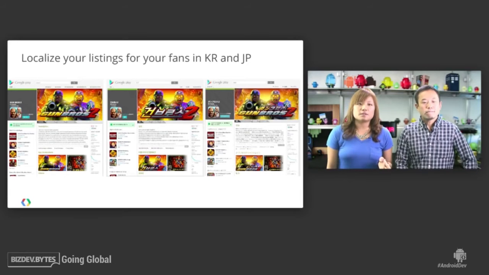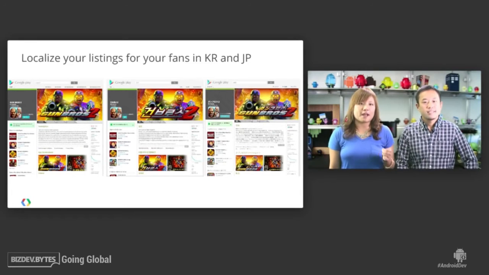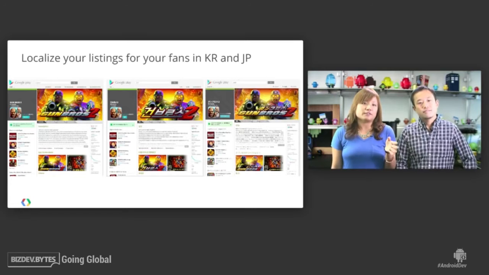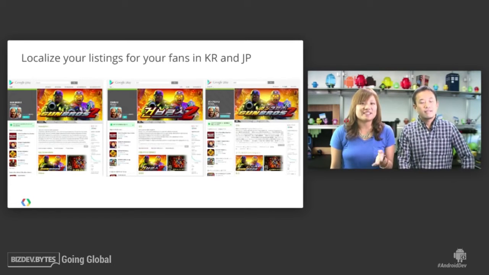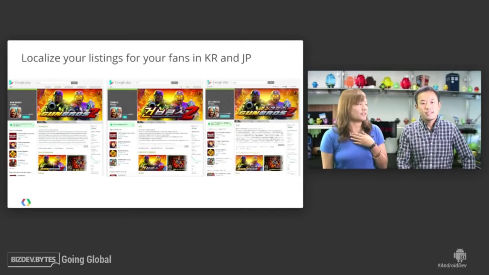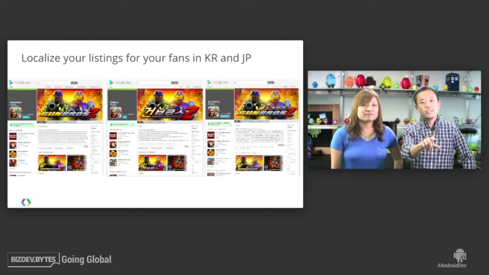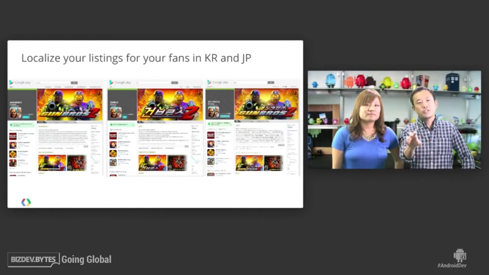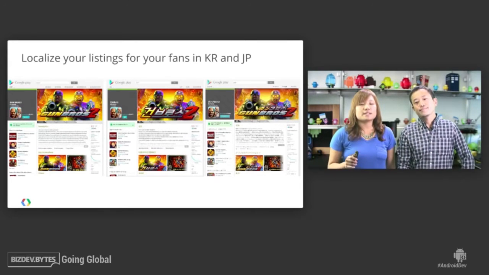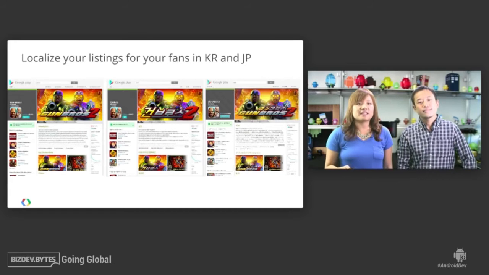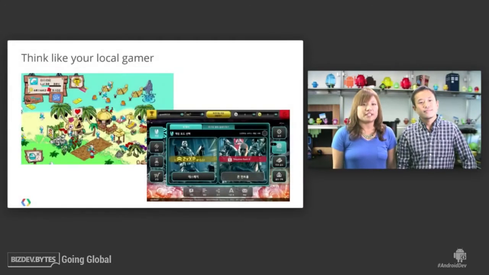If you look at Gun Bros 2, what's great is that they created specific graphics, not only for the English game, but for Korean and Japanese. I think the Korean version of this graphic is pretty cool looking, and the Japanese one looks pretty cool as well. The Korean and Japanese versions are also quite different. The feature graphic uses Korean titles in the Korean version, and the original titles plus Japanese in the Japanese version. And it's not just about what's in the Google Play Store listing. It's all about what you do within your game as well.